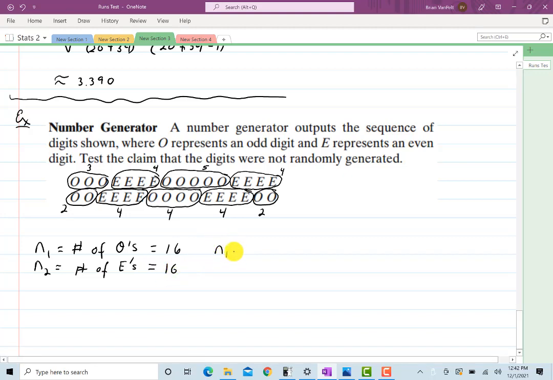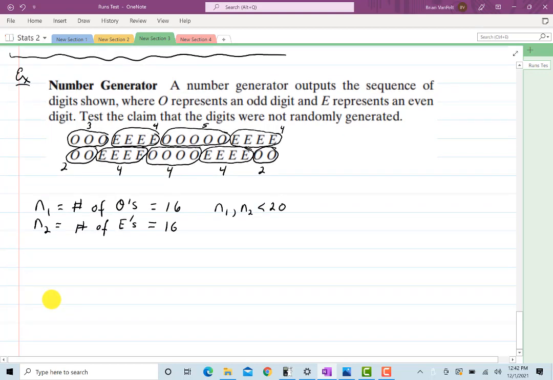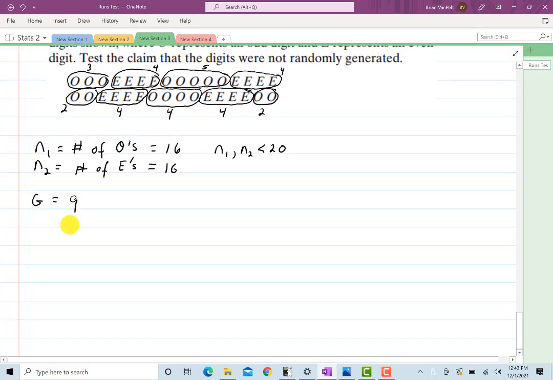So now we have a situation where N1 and N2 are both less than 20. So now we look at the letter G to determine what we do next. So if I look at the letter G, that's the number of runs. So let me count them up. I have 1, that's for the O's. Then I have 2, 3, 4, 5, 6, 7, 8, 9. So G is 9. And let's take a look at our critical value.